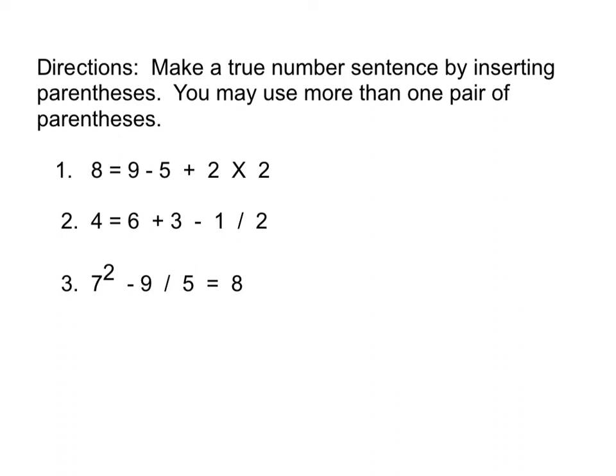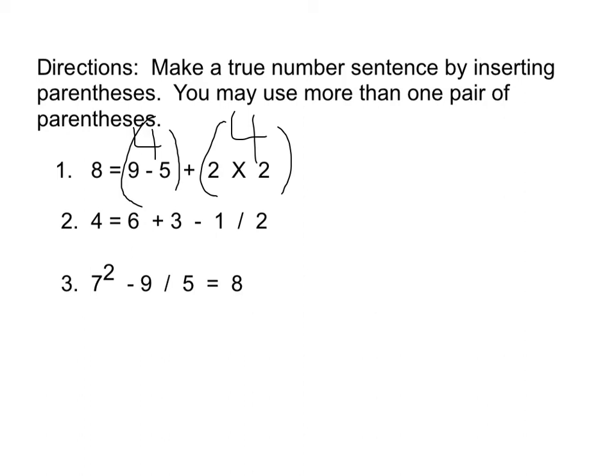All right, let's take a look at number 1. In number 1, you should have had 2 sets of parentheses. You should have had one around 9 minus 5, and you should add another pair around 2 times 2. Now it doesn't matter which set of parentheses you would do first. 9 minus 5 is 4. 2 times 2 is 4. 4 plus 4 does equal 8.